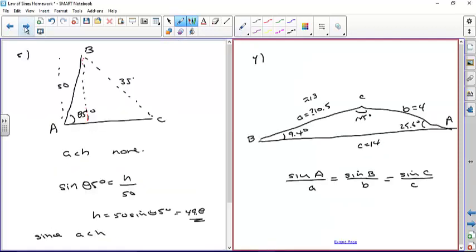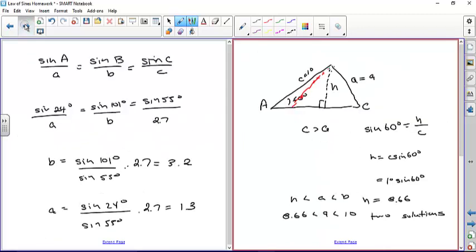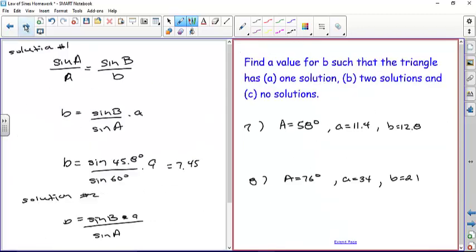So let's move on to the next one. Problem 2 in this group says find a value for B, which is the length of side B, such that the triangle has one solution, two solutions, and no solutions. What if that's the angle B?